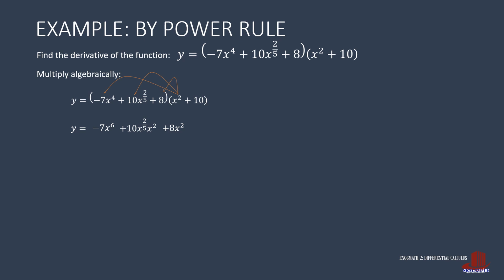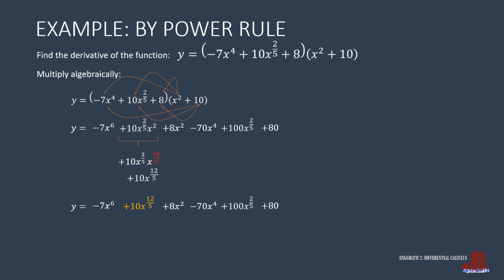With 10 as the next factor, the succeeding terms start with negative 7x raised to 4 times 10, making negative 70x raised to 4. 10x raised to 2/5 times 10 is 100x raised to 2/5. And lastly, 8 times 10 is 80. Simplify the second term by equivalent fractions. x squared is x raised to 10/5. Then adding exponents, we get 10x raised to 12/5. So the function is already simplified, and we can differentiate it from here on.